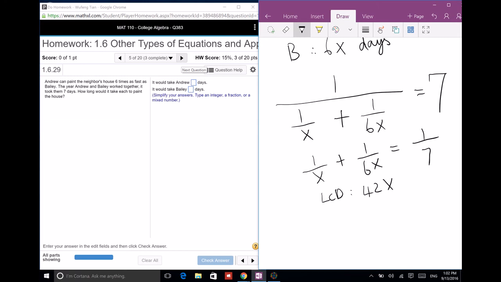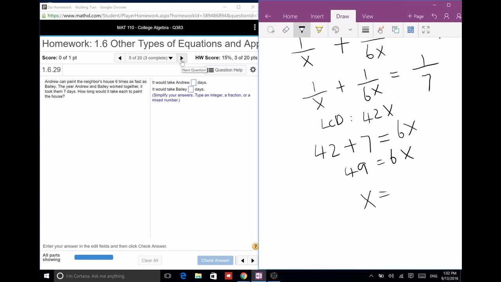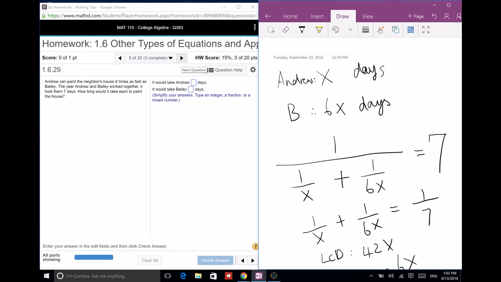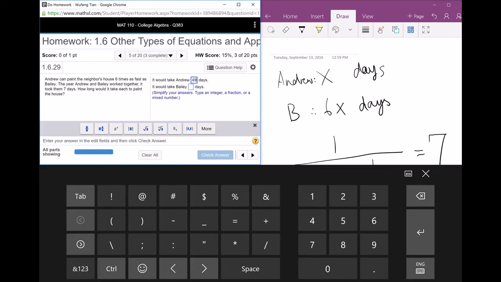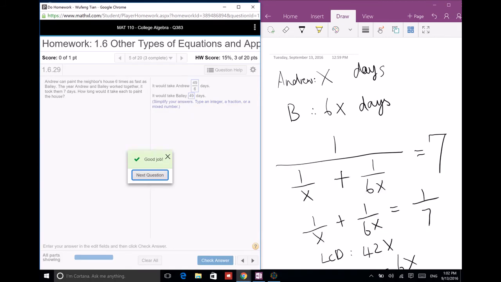You multiply everything by 42x. The first one multiplied by 42x, x cancels, is 42. The second one multiplied by 42x, x cancels, 6 cancels, is 7. The third one multiplied by 42x is going to be 6x. Then 49 equals 6x, so x equals 49 over 6. Okay, so that's how long Andrew will spend, 49 over 6, and the other one should spend 49 days. Okay.